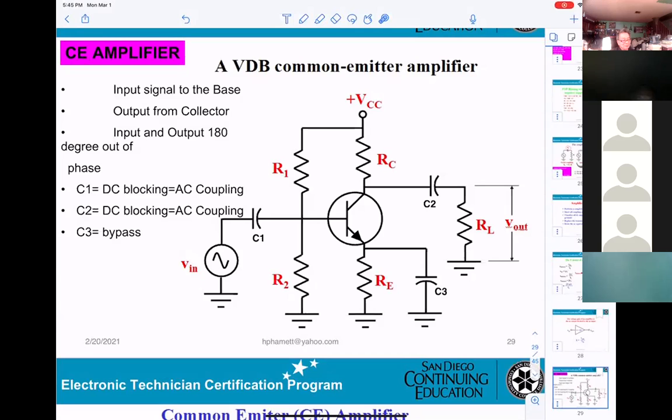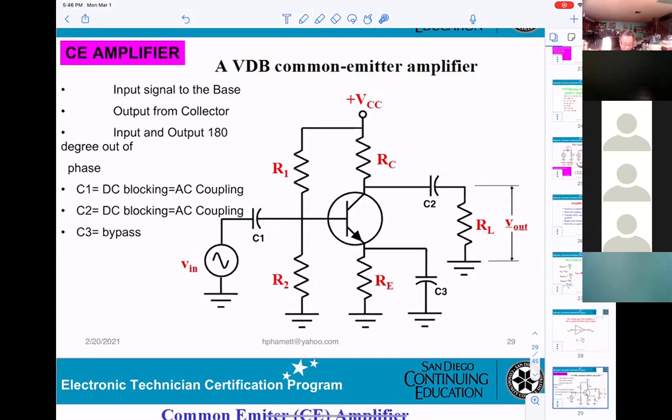Exactly. Same with C2. The amplifier wants to amplify your voice coming in, make it bigger. So we need the capacitor to guarantee that no DC from the source can get into the amplifier. That's why it must be blocked. However, your voice is allowed to go through.